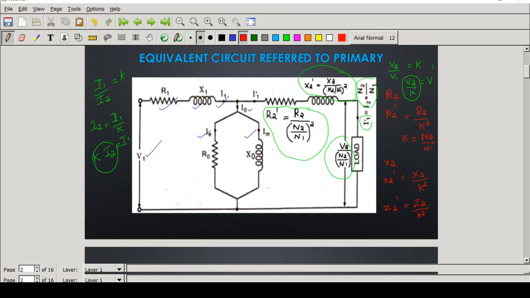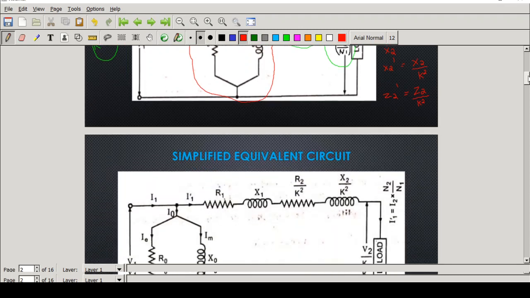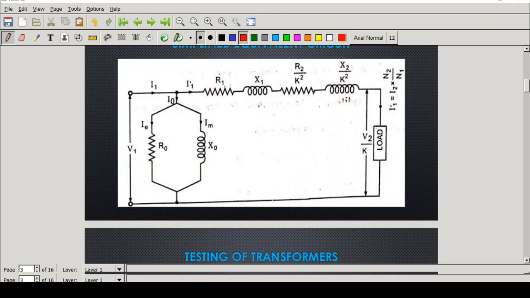That is, we can remove this parallel path, this parallel circuit to the leftmost side. Okay, so then it will be something like this. So I have transferred the no load parameter. So this is called the no load parameter. That this is the no load current, okay, which has two components, that is core loss component and magnetizing component. Okay, so I have shifted it to the left side.